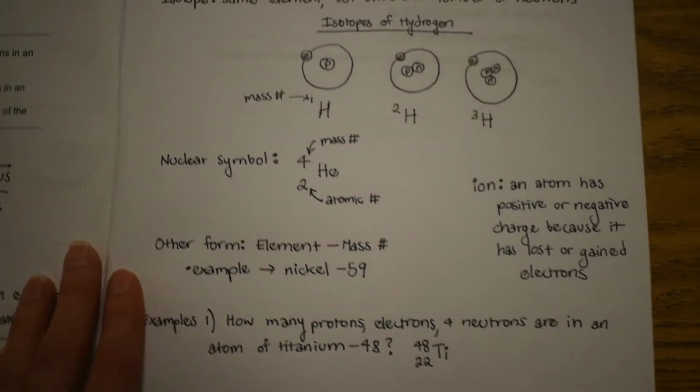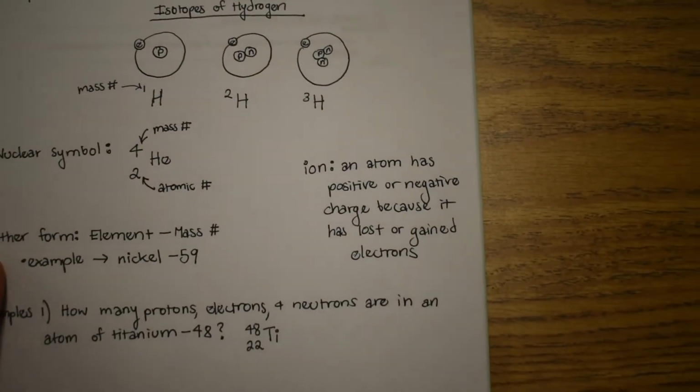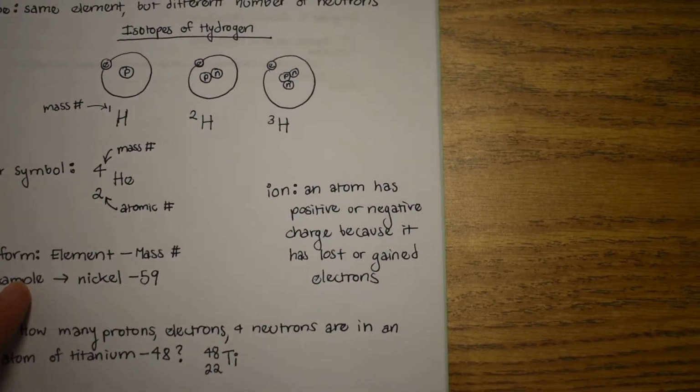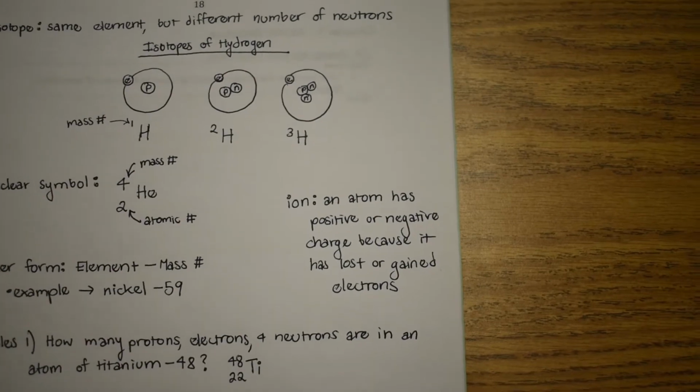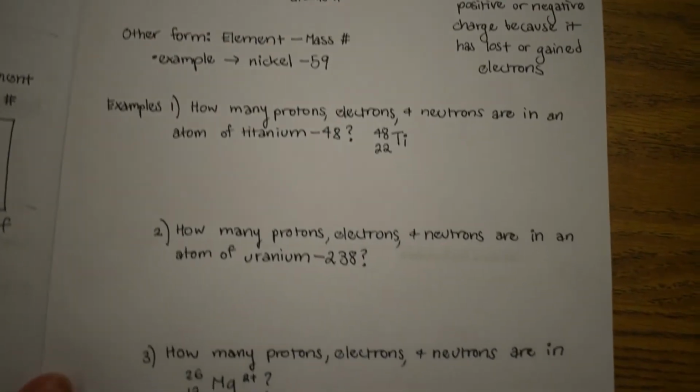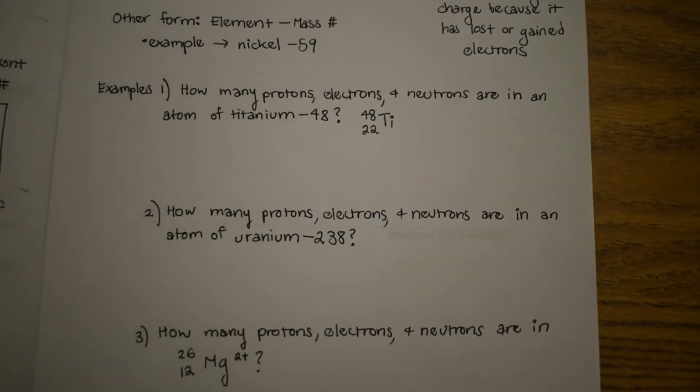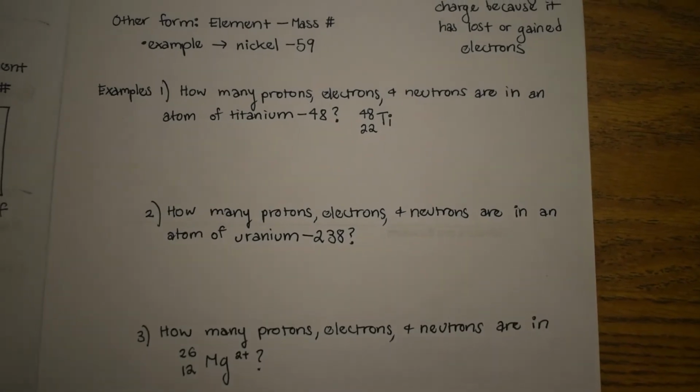Okay, one other vocabulary word you need to know is ion. So an ion is when you have an atom that has a positive or negative charge because it has lost or gained electrons. Okay, now what I want to do is talk about these three examples, and I'll actually work them out on the video.